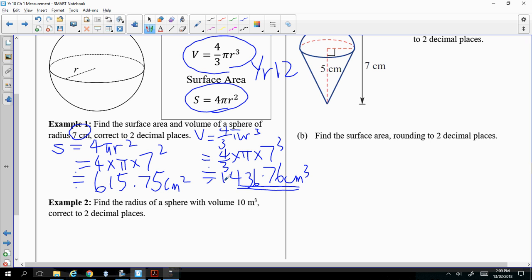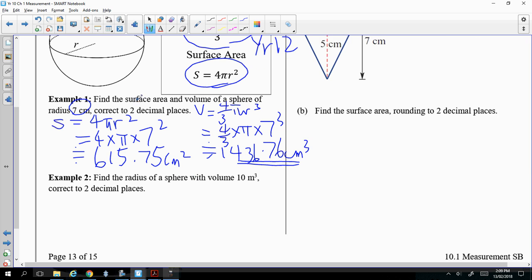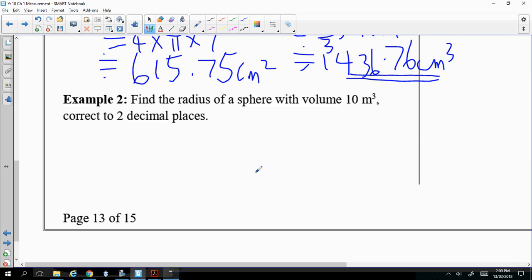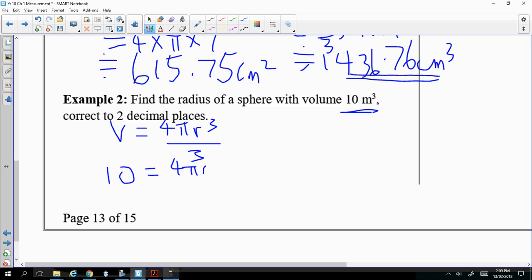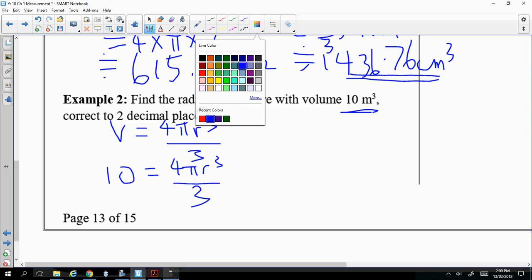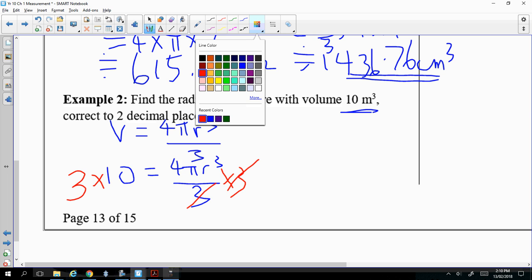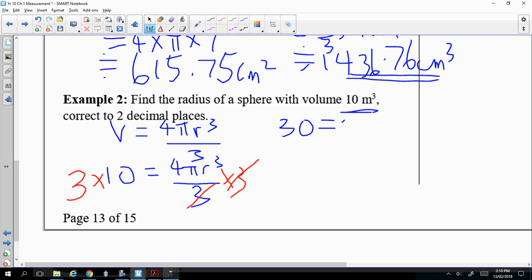Then we can do the reverse. If we gave you the volume, how do we find the radius? Well, you just use the formula again. V equals 4 pi r cubed over 3. Write 10 equals 4 pi r cubed over 3, because they give you the volume, and you have to solve for the radius. First you multiply both sides by 3, and that cancels, so you end up getting 30 equals 4 pi r cubed.